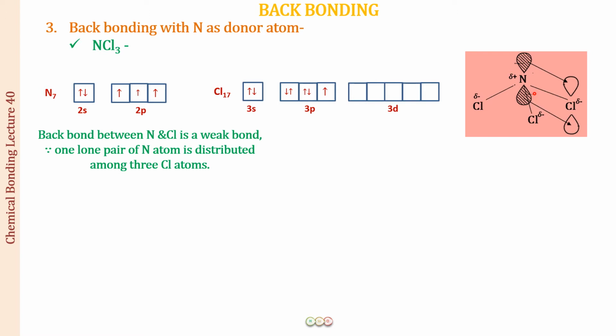What would have been the geometry? Well, it would have been a tetrahedral geometry, but it is going to be distorted because of the presence of a lone pair of electrons, and it is going to be a pyramidal shape. So it is not going to get distorted over here because of the presence of the back bond, because the back bond is not a very strong bond.